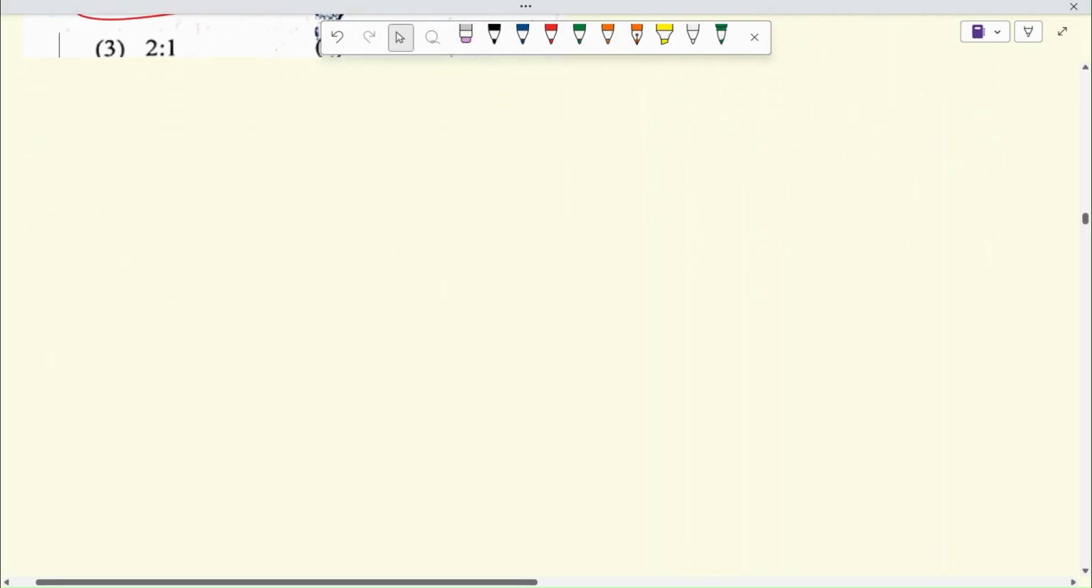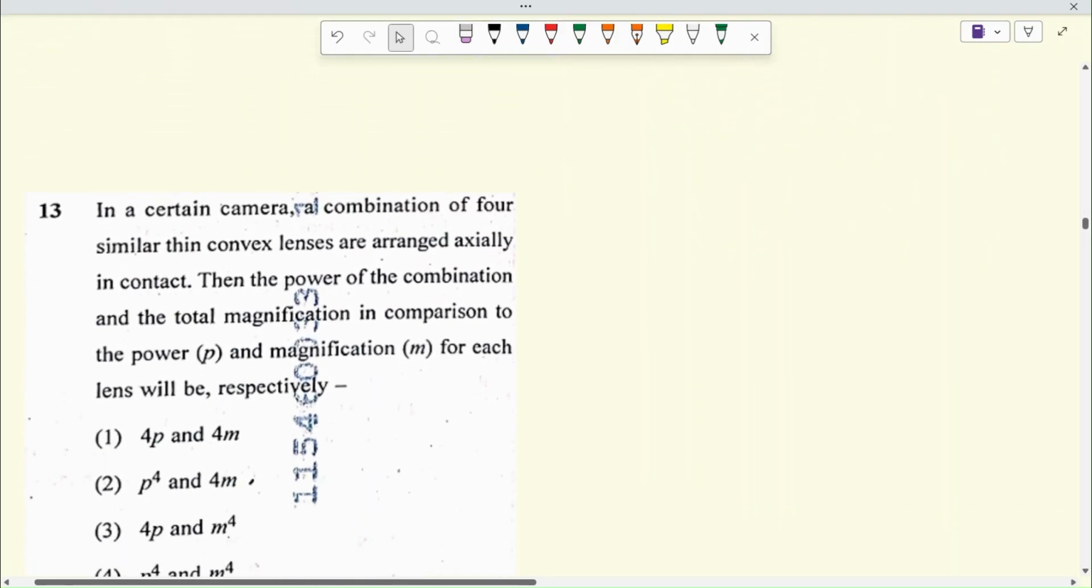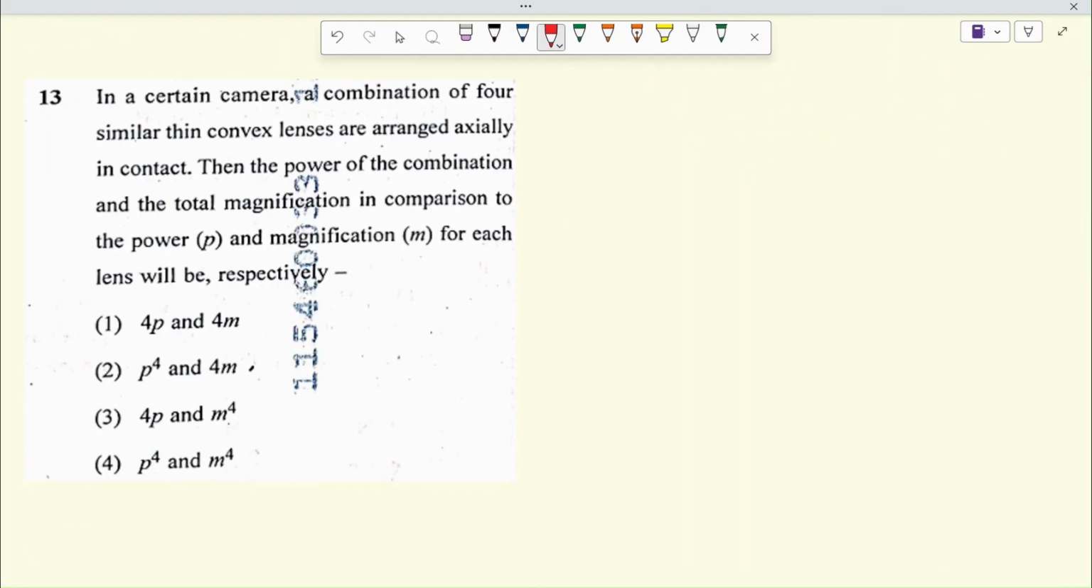13th question. In a certain camera, combination of four lenses are given, all are in contact, and power of the combination is asked as well as the magnification. You know, power of the combination will be sum of all powers, right? Taking the sign conventions properly. Whereas magnification, when different lenses are combined, is nothing but product of each of them. If there are n lenses, m is equal to m1 into m2 into m3 and so on.